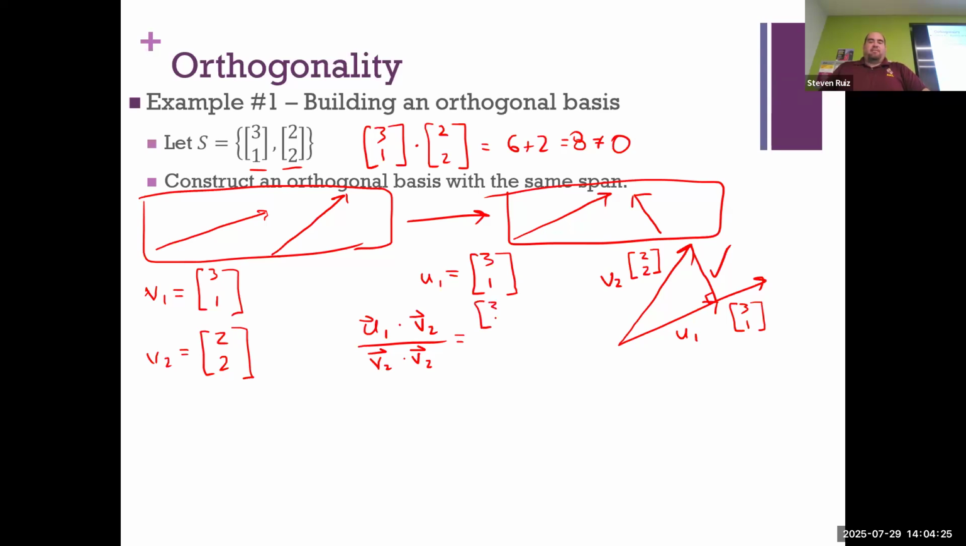So U1 in this case is the same as V1. V2, 2, 2 over 2, 2 dot 2, 2. What does that come out to be? Oh, sorry, what was it? 8 over 8? Oh, that's so convenient. Like I planned that. So this comes out to be 1, right? So 1 times what?